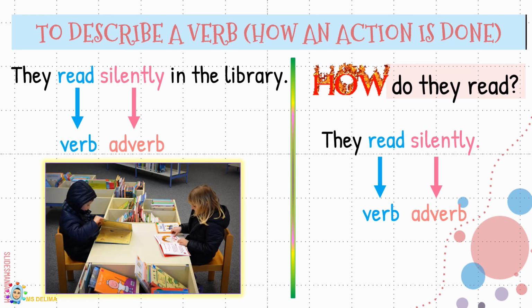The next example is they read silently in the library. How do they read? They read silently. The verb here is read and the adverb is silently. The adverb silently tells us more about the action of reading. How do they read? They read silently.